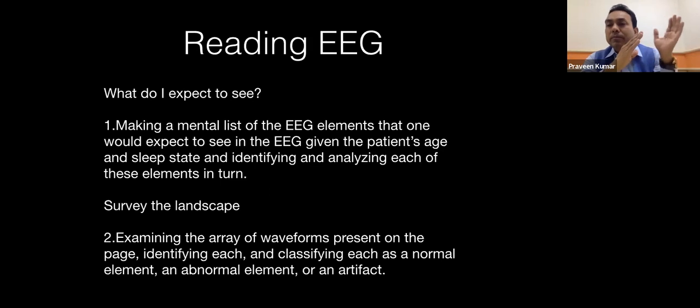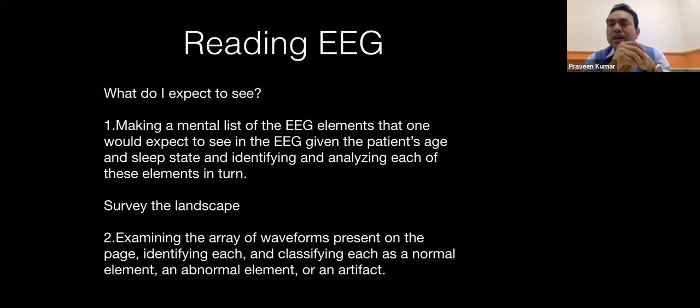You are going to see, as we discussed, the alpha waves posteriorly, and when you go into sleep, you're going to see more of the slower waves, the theta and delta waves, along with the sleep features. So you go with a mental picture of what you're going to see, and if you're finding anything missing or anything extra, then it may be something which has to be looked for. That is one way of looking at the EEG.